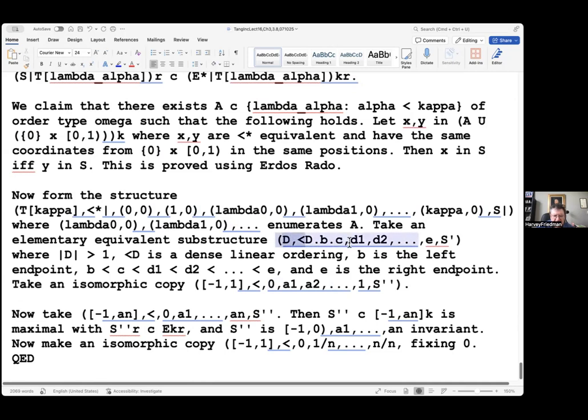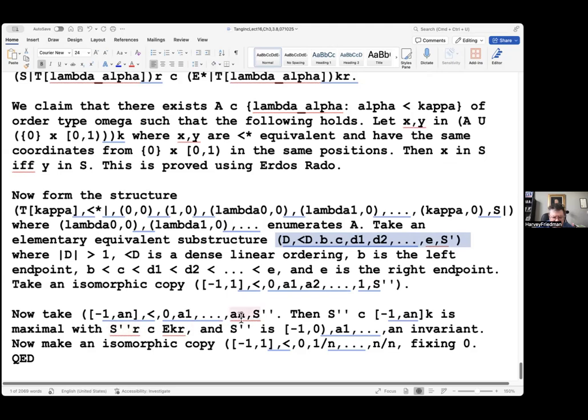Here we are, sorry. We get something like this where E is the right endpoint, B is the left endpoint. C is just, it used to be like 1. C is just some number sitting here. I don't really care what. And these are the indiscernibles, you see? And then we can get an isomorphic copy of -1, 1, because any countable dense linear ordering looks like that, with the intervals and then one on top.